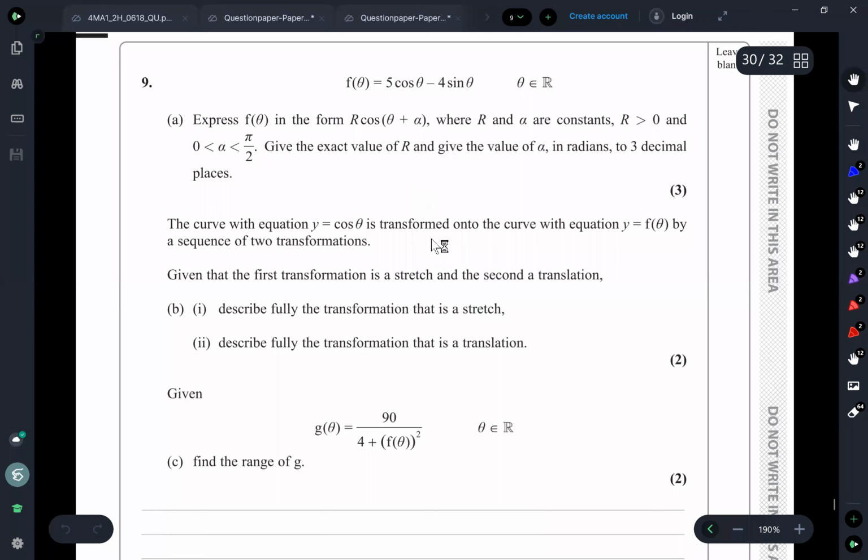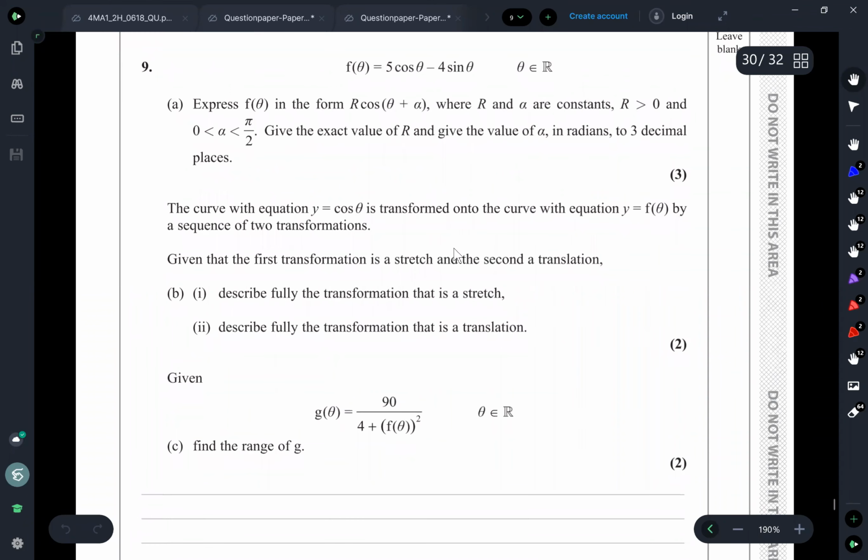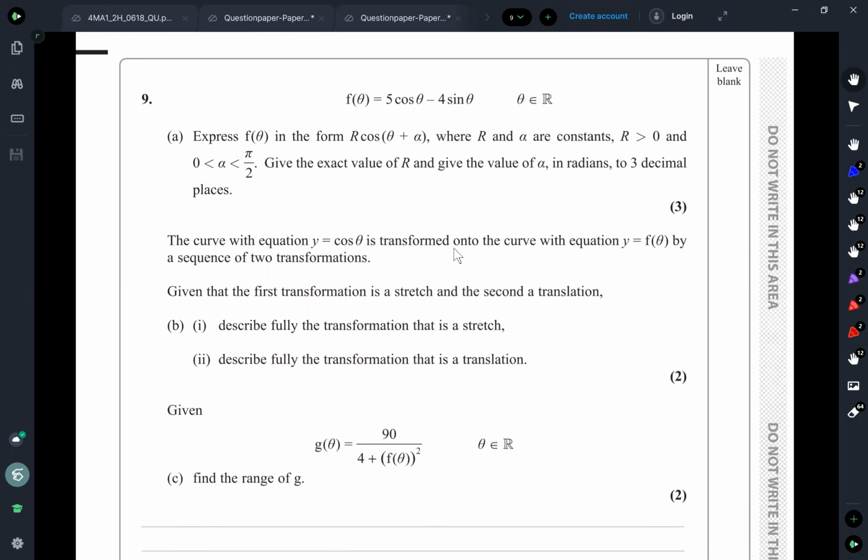Hi guys, in this tutorial I'm going to solve question number 9. By looking at question number 9, it's given a function f of theta where theta belongs to R. Asked to express f of theta in terms of r cosine theta plus alpha, where r is more than 0, positive value, and alpha between 0 and pi over 2. Find the exact value of r and alpha in radians corrected to 3 decimal places.